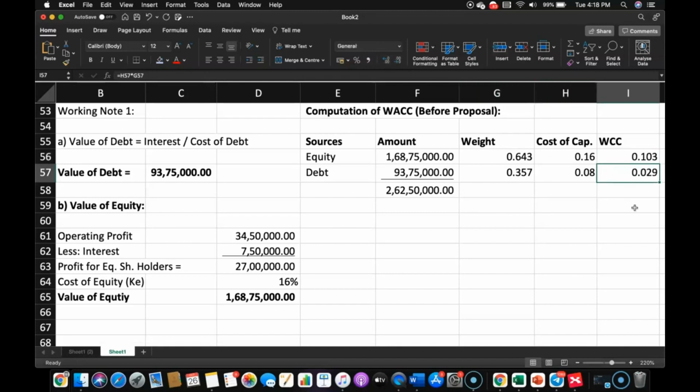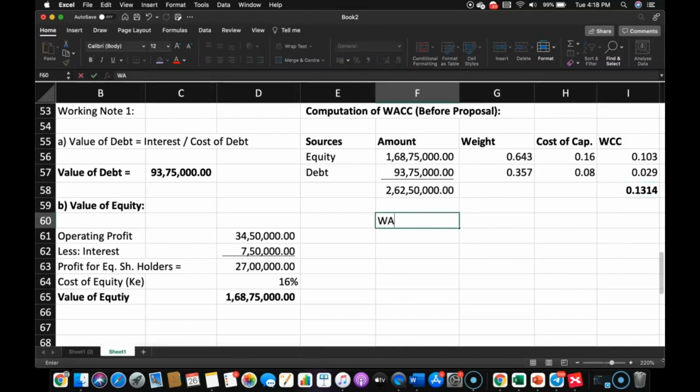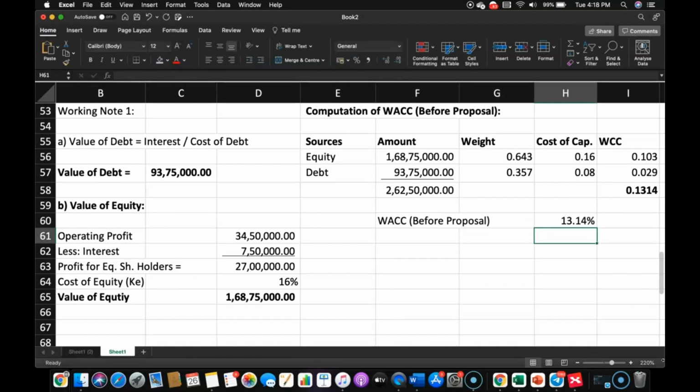The same way we'll do it here. Okay. And now let us add these two, and what we got is 0.131. Let me extend one more. It is 0.1314. So we can say weighted average cost of capital before proposal is nothing but 13.14%. Simple.